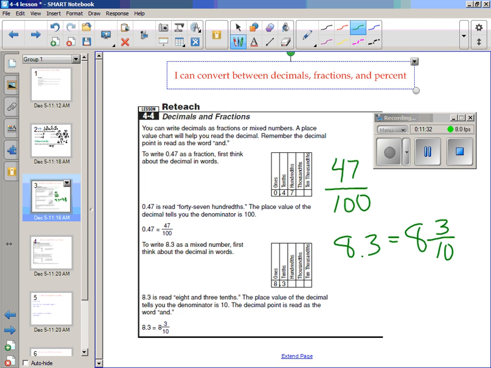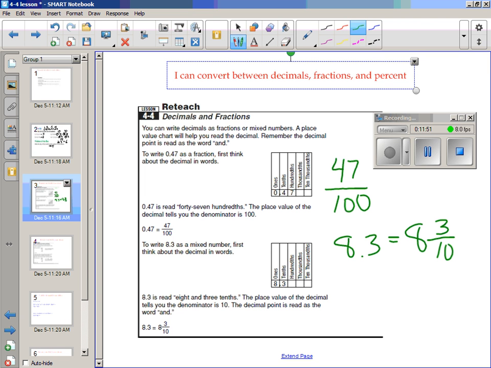Now, I will tell you from time to time, you are going to have to simplify your fractions. When you convert your decimals to fractions, there are times where you're going to have to simplify. Okay? Any questions on that? That's going to be one thing. This shouldn't be new to you. You guys should have seen this last year.